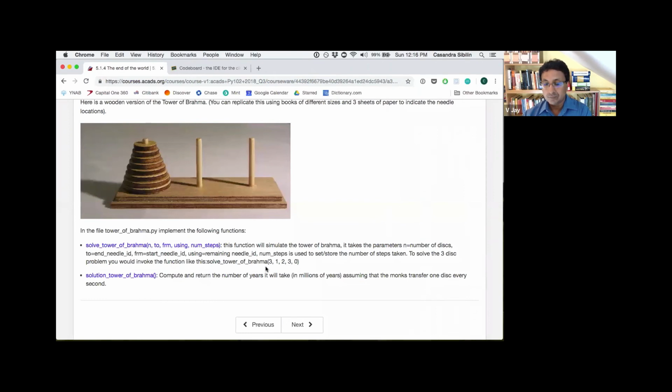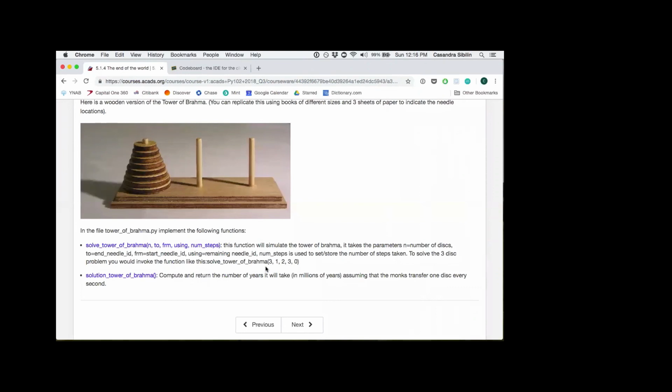Cassandra, does it make sense? Yes, yes. So the problem is clear for everyone? Vanshika? Yeah, the problem is clear.